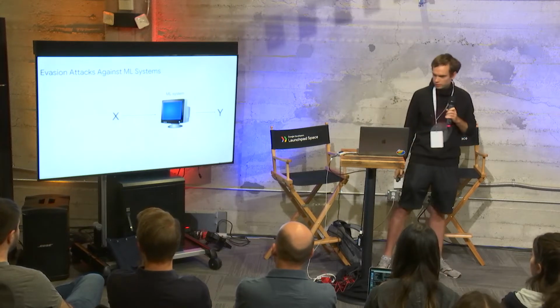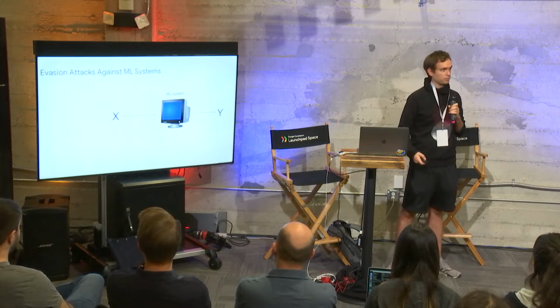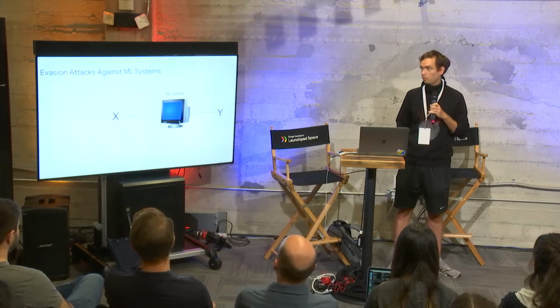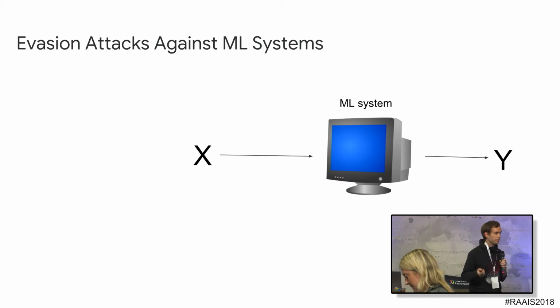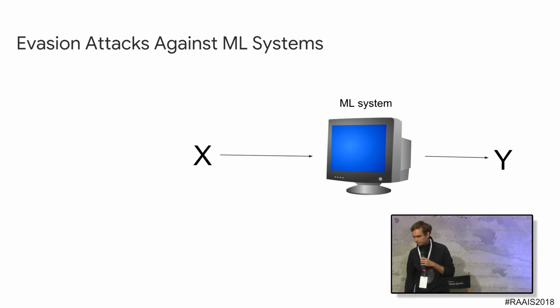Okay, so we're going to talk about evasion attacks against machine learning systems. So what is an evasion attack? Say we have a machine learning system deployed in the wild. It takes inputs X and it makes predictions Y.